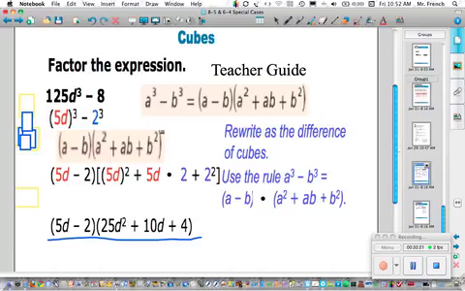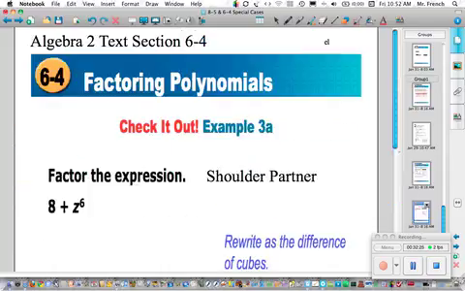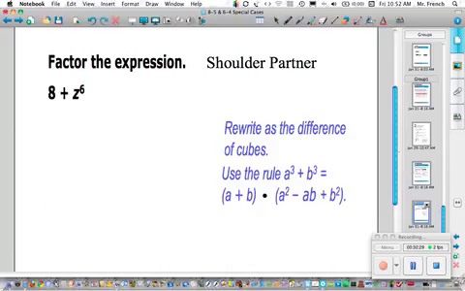Since we're running low on time, I'm going to slide straight ahead to the next problem. Here you have this problem. First of all, let's identify the A value. What is the cube root of 8? 2. And what is the cube root of z to the 6? Divide the exponent by 3, just like we divided by 2 with the perfect square. So that means your B value is z to the 2nd.